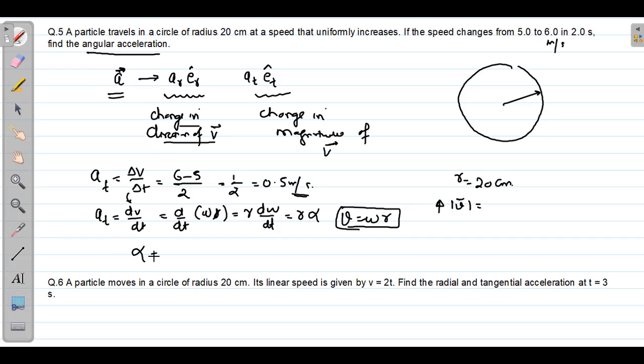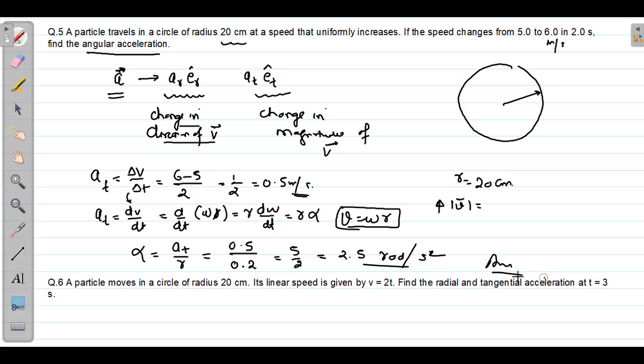So angular acceleration α = a_t / r, and a_t we have calculated as 0.5 meter per second square, and r is 20 centimeter. We convert it into meters, it will be 0.2, so that is equal to 5 by 2, which means 2.5. Because it is angular acceleration, it will be written in radians per second square. So this is the final answer of this question.